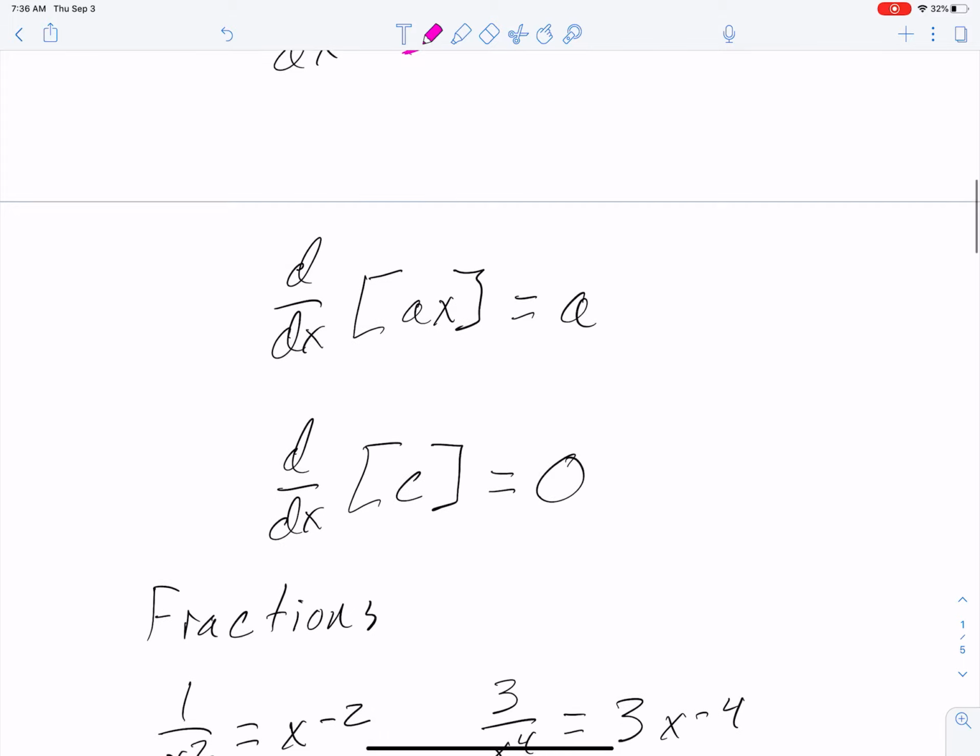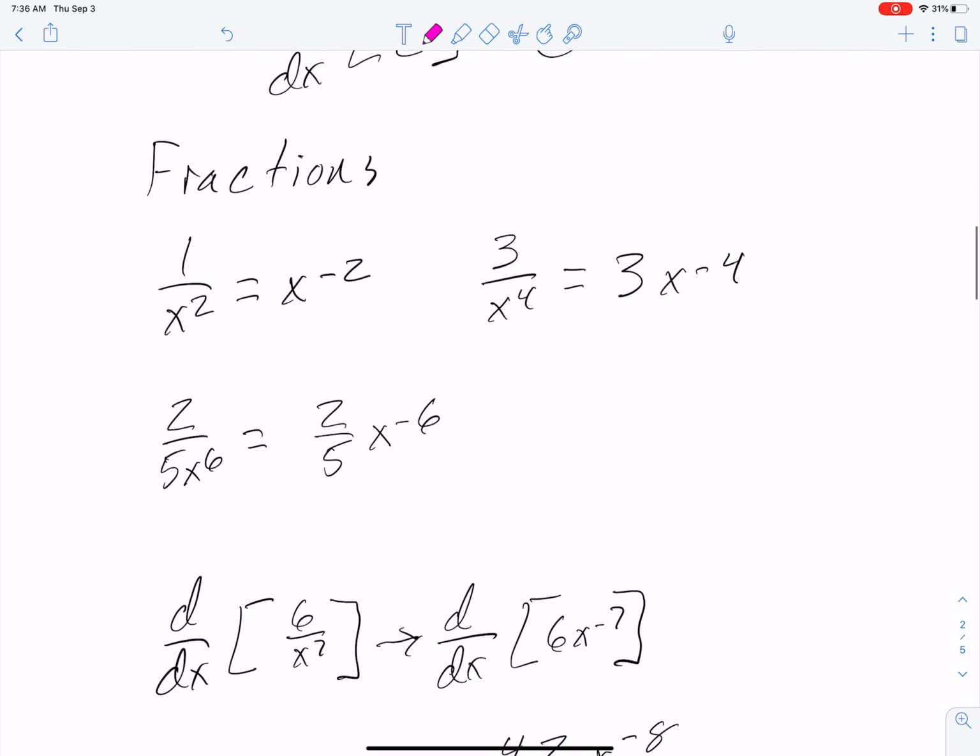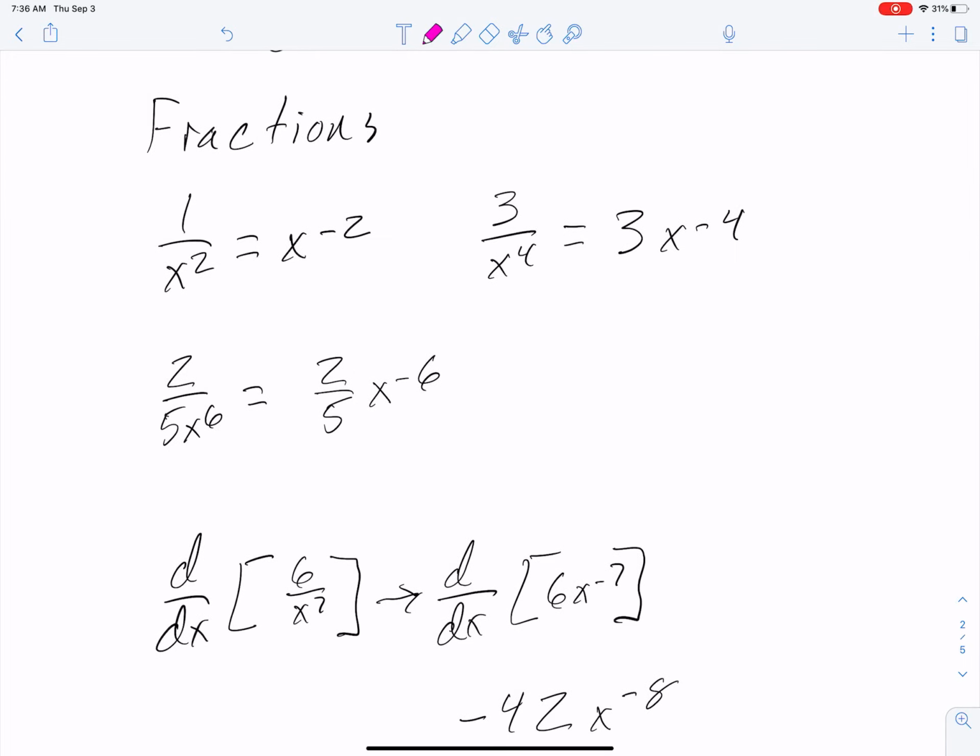Now, really in this section, the only thing that we would want to kind of refresh your memory on is what to do with fractions and what to do with square roots. We can't take the derivative of the fraction until we rewrite it using negative exponents. So for instance, my 1 over x squared becomes x to the negative second.